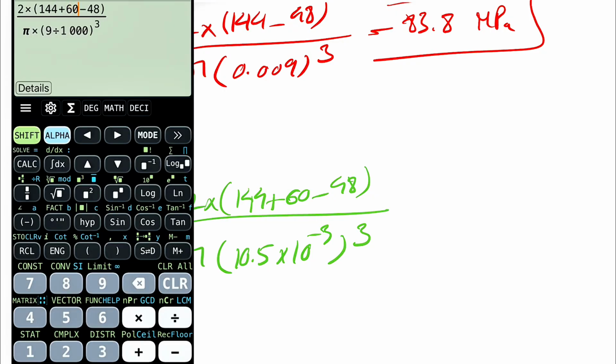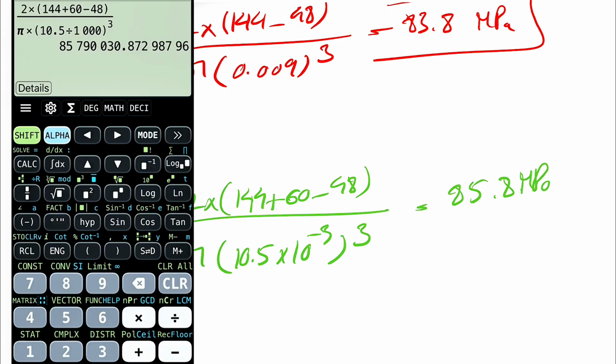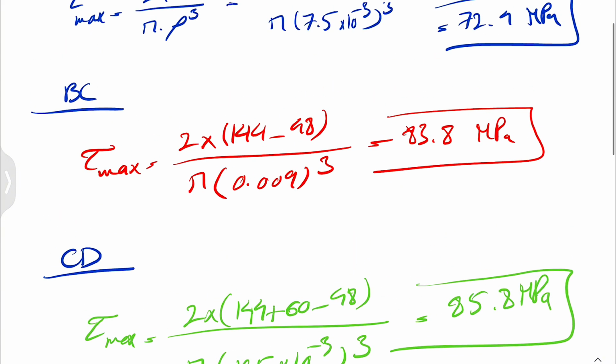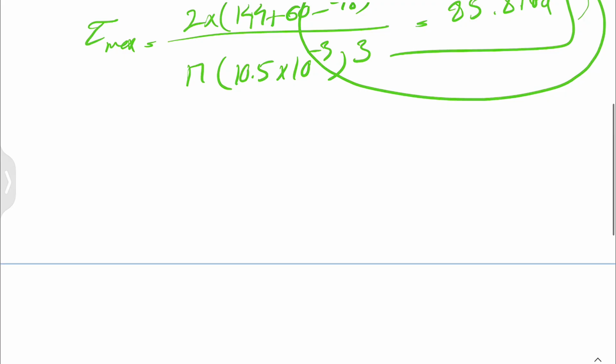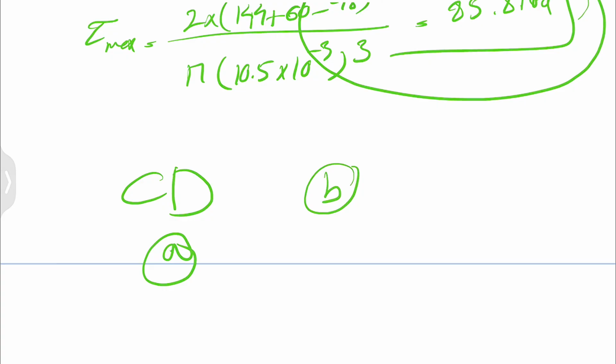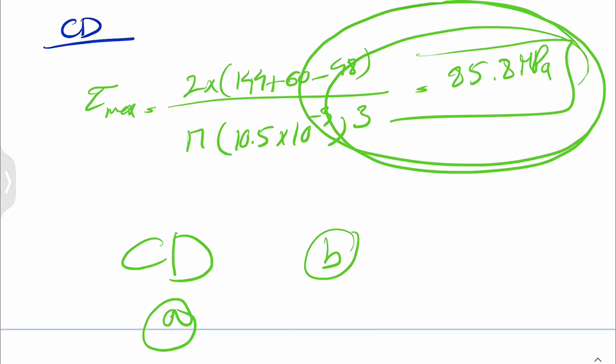I'm just going to add 60 here, and here we're going to have 10.5. This is going to give us 85.8 megapascal. And this is going to be our winner for this question. 85 is bigger than 83 and 72. So the answer for this would be the member CD. And that was part A, and in part B we have to report the magnitude, which is basically what we found in here, 85.8 megapascal. And yeah, that's everything for this one.